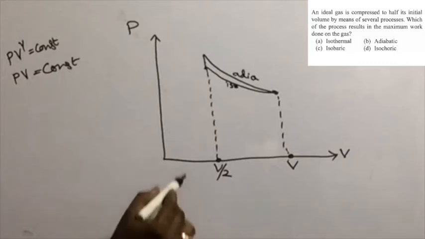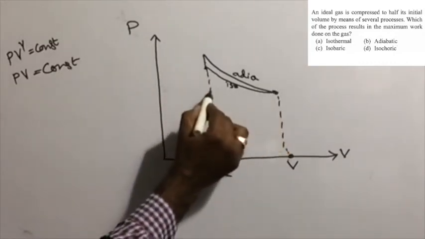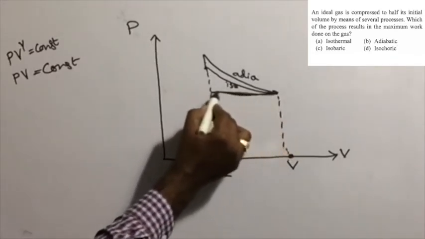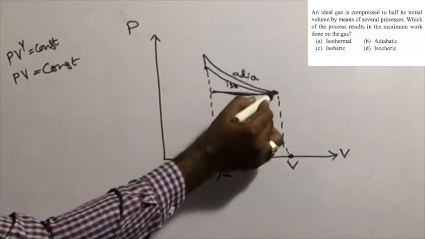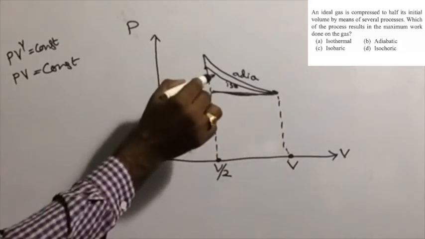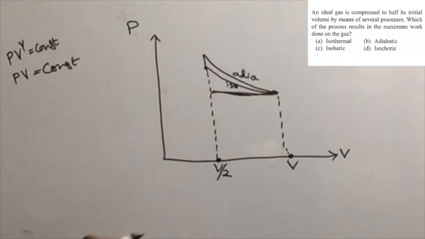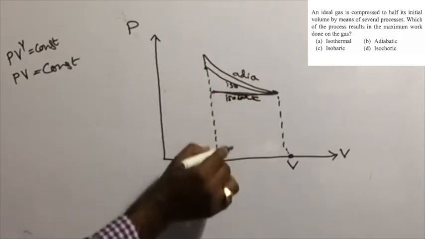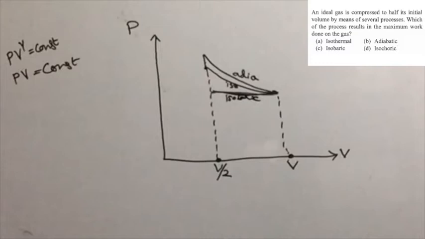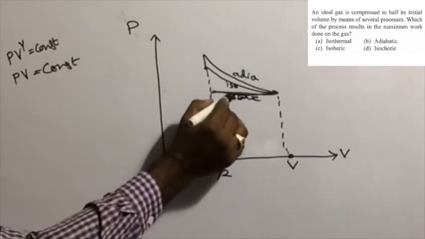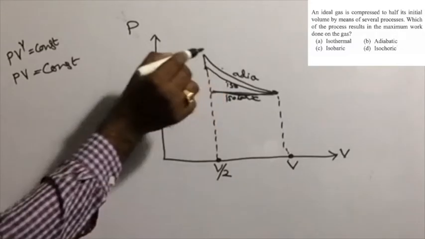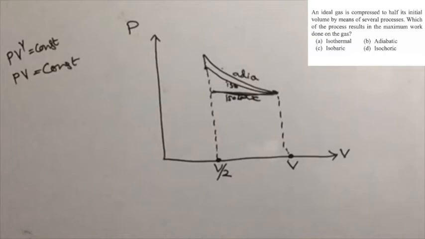And isobaric, pressure is constant. So the graph will be like this. Volume is decreased from V to V by 2. The pressure remains constant. Among these three graphs, the area under isobaric graph is very less. So the work done will be minimum under isobaric and maximum under adiabatic. So the answer is adiabatic for this question.